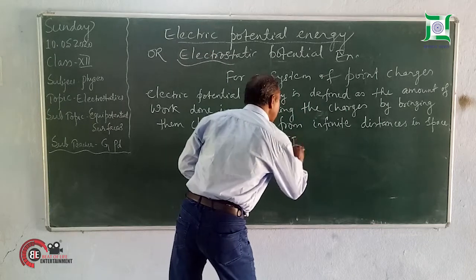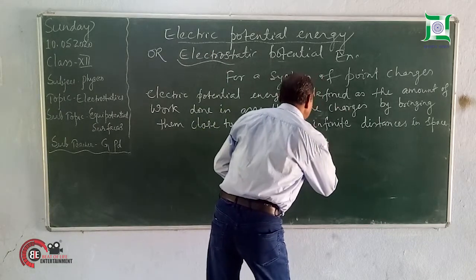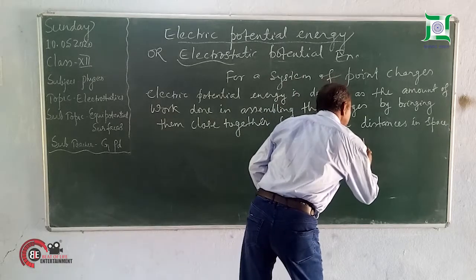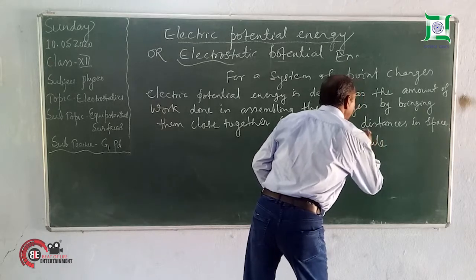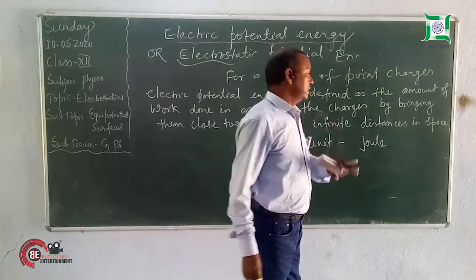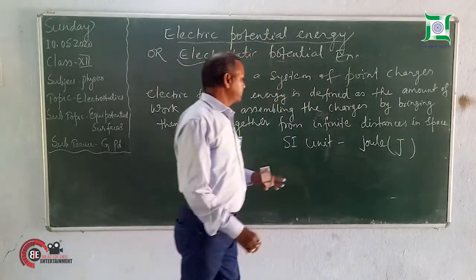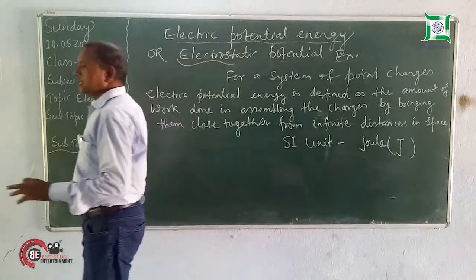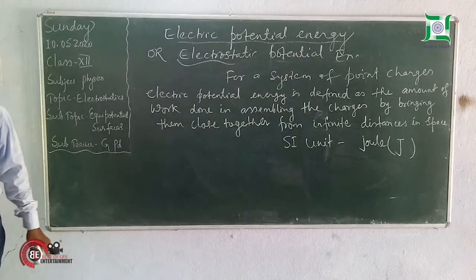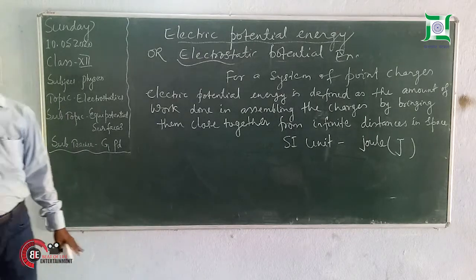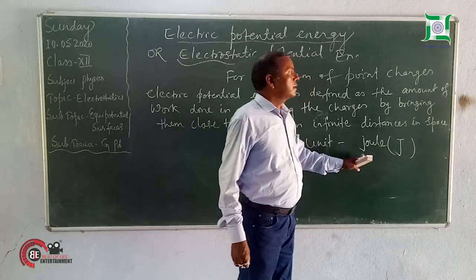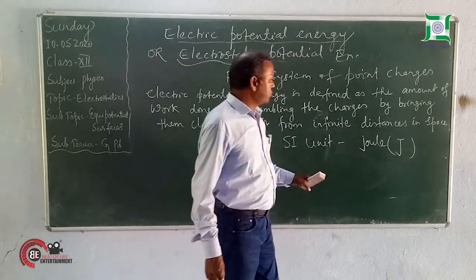It means its SI unit is joule. If you write the full word joule, it starts with a small j, and if you write a single letter, then it will be capital J. The SI unit of electric potential energy is named after the English physicist James Prescott Joule.